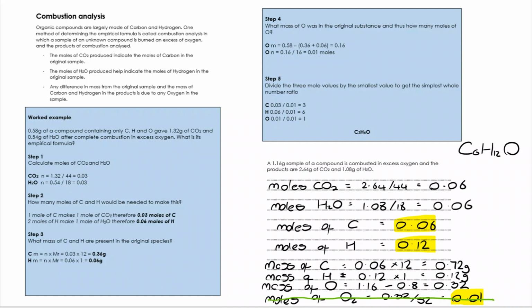I've taken the molecular mass of oxygen as being 32, but we're dealing with the individual atom of O. So actually, we need to divide by 16. So what we actually end up with is 0.02 moles of oxygen. We have the empirical formula C6H12O2.